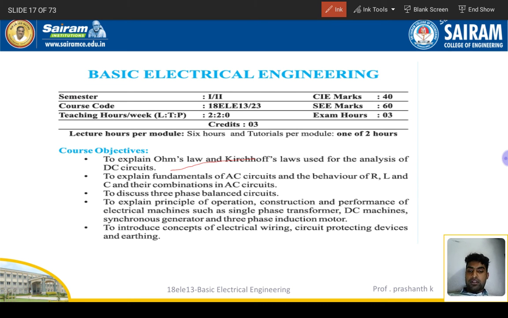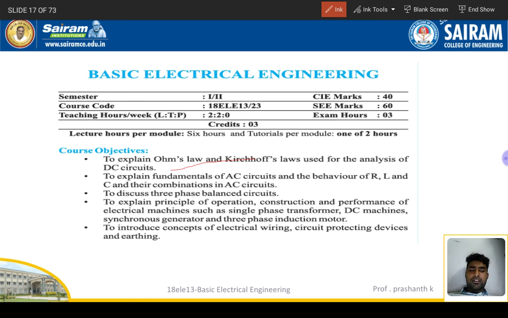To introduce the concept of electrical wiring, circuit protective devices, and everything. Electrical wiring, in the sense, is when the wire passes through a pipe or conduit, and that is called wiring. Whatever we are using in the switchboard and all, it's proper wiring. And circuit protective devices like fuses and MCBs: when a fault occurs, when a short circuit occurs, automatically it will trip off, and it is a safety measure for other parts of the electrical appliances.